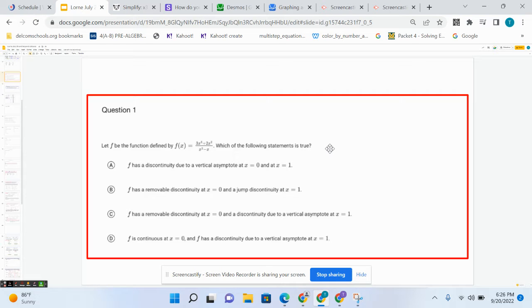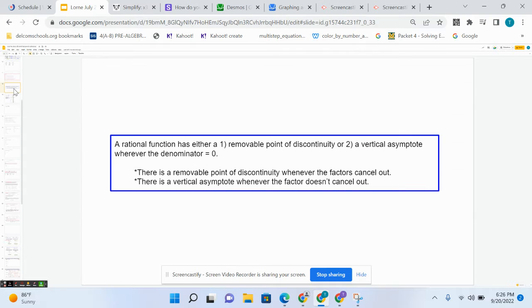Okay, this is one of the problems we were looking at today about discontinuity and vertical asymptotes. We started factoring, and then I didn't really know for sure how to tell you how to go from there, but this is the idea. Whenever you have a function and the denominator is 0, that means one of two things: there's a removable point of discontinuity, or there's a vertical asymptote.